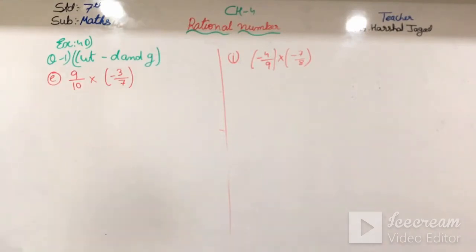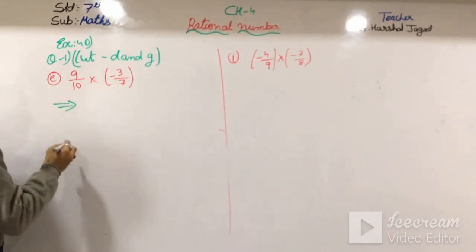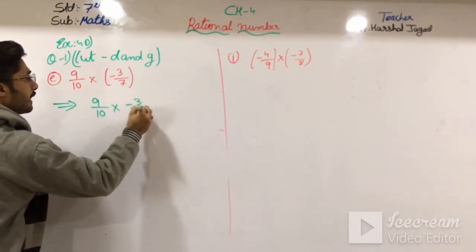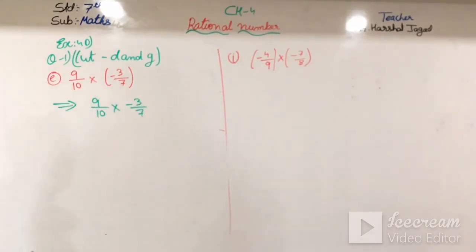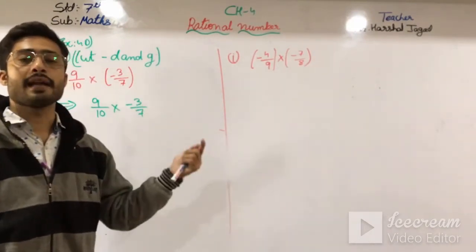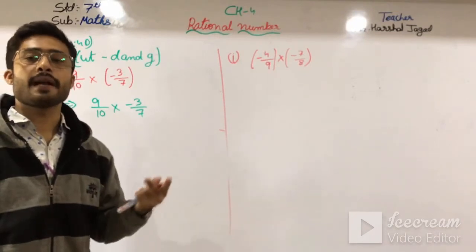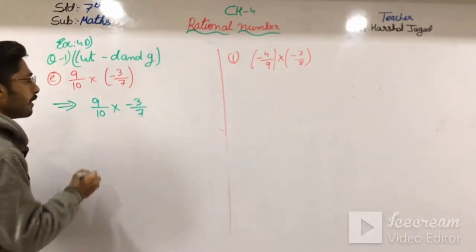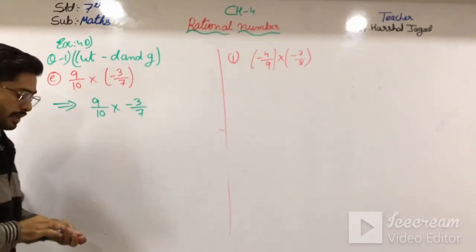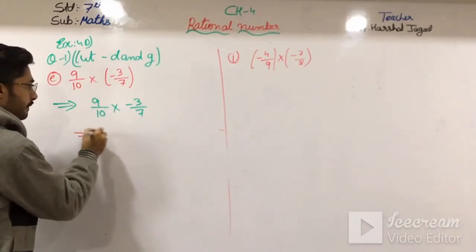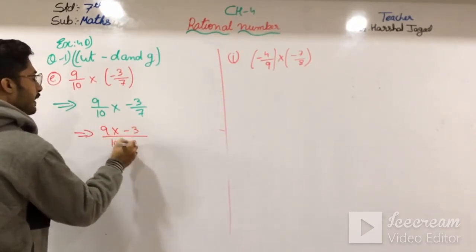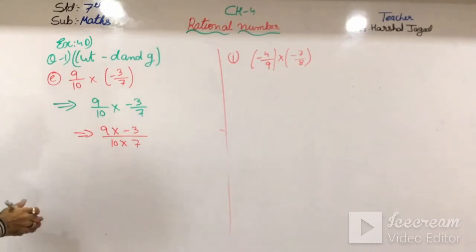So here it is 9 by 10 into minus 3 by 7. What we have to do, we have just seen that A by B and C by D are to be multiplied with each other. Then we multiply A with C and B with D. Okay, so let us do that. That is 9 into minus 3 upon 10 into 7.